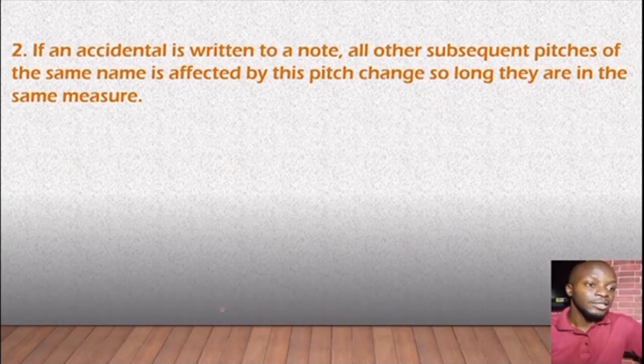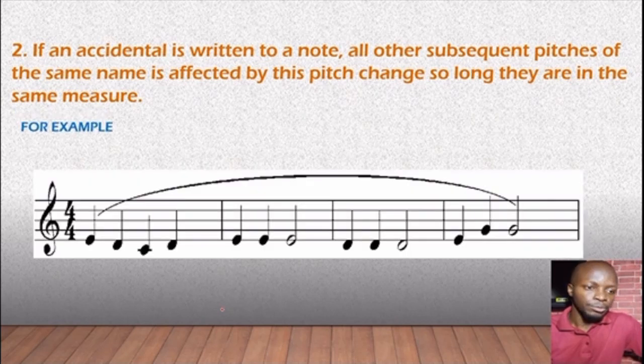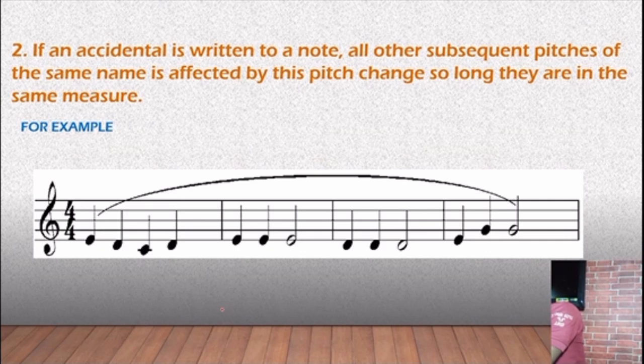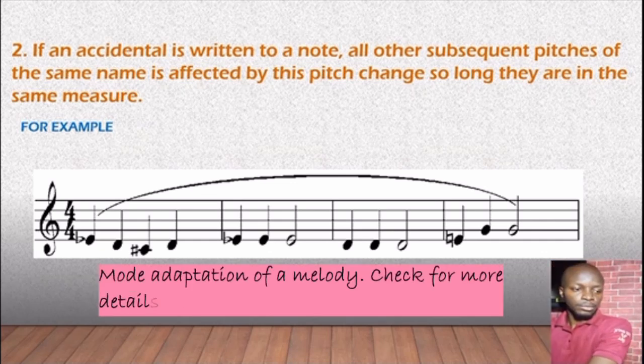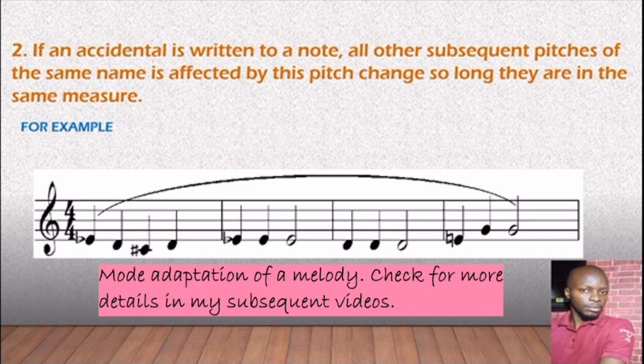If an accidental is written to a note, all other subsequent pitches of the same name are affected by this pitch change, so long as they are in the same measure. For example, look at this piece of music. It sounds like this, but with an accidental, it sounds like this. So that's what an accidental can do.